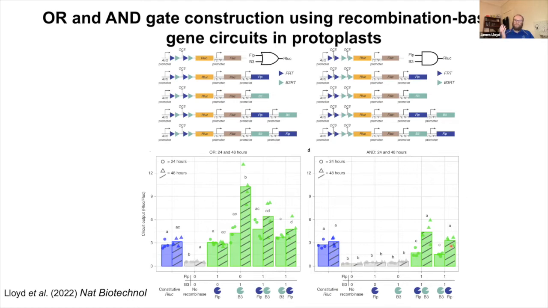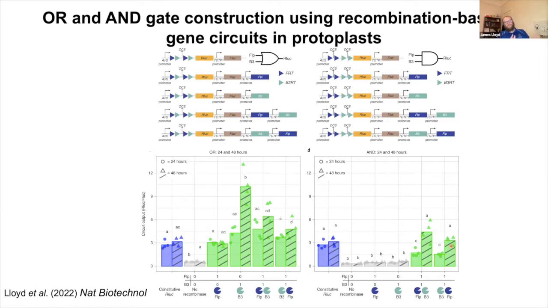So it suggests that this reaction is slower than the OR gate, which might make sense because we need two different recombination events to occur on the same plasmid in order to get activation. So it might be the dynamics are different, but it still works. So that's really good news.